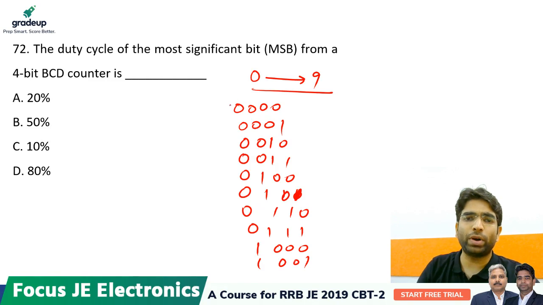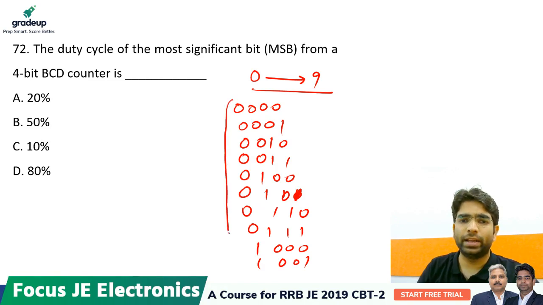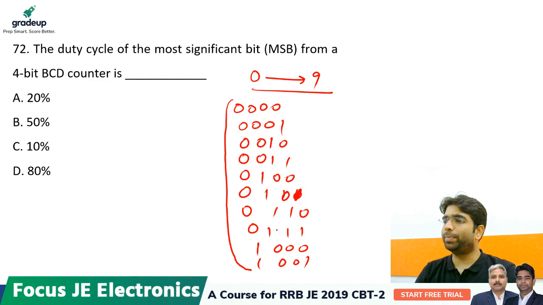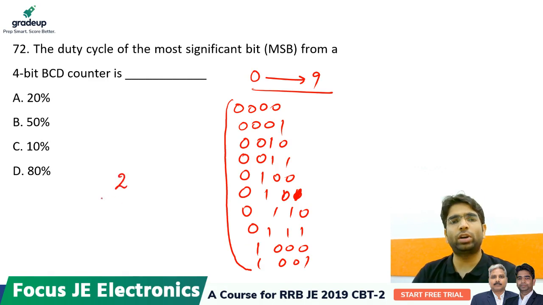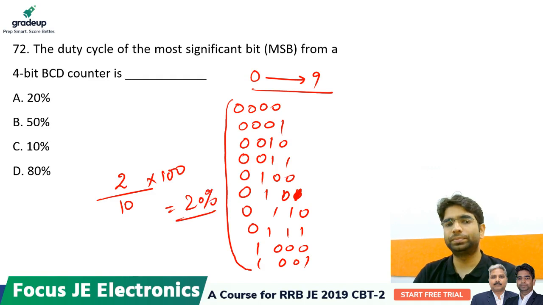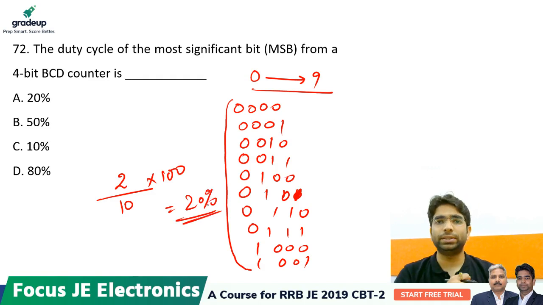My dear friends, if we look at the MSB, you have to focus on the MSB bits. How many times is the MSB going to 1? The MSB is going 1 only twice. Only 2 clock cycles the MSB is 1, and the total number of clock cycles is 10. So what will be the duty cycle? It will be 20%. Yes, it will be 20%.